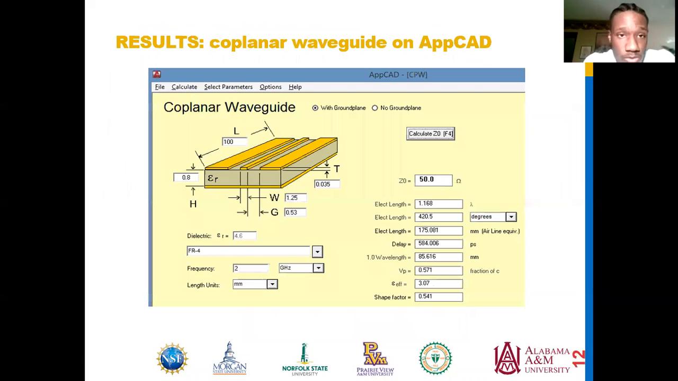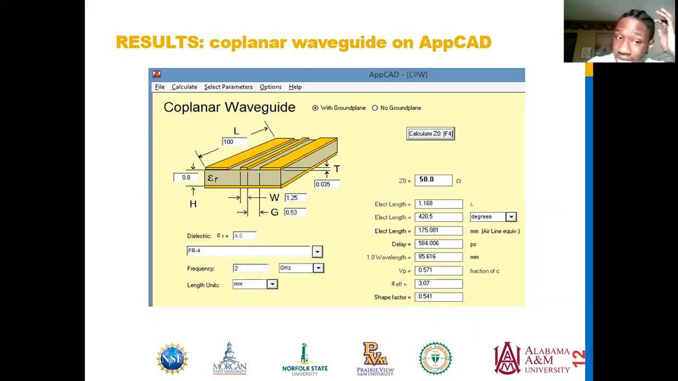Here are our results from coplanar waveguide on AppCAD. We kept our lengths at millimeters. We used that a lot. We also kept our frequency at 2 gigahertz. We also tested to see what it would do at 1, and it wasn't much of a difference. We still kept FR4, and we kept our dielectric constant at 4.6.